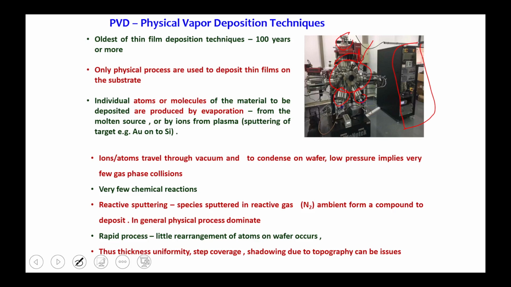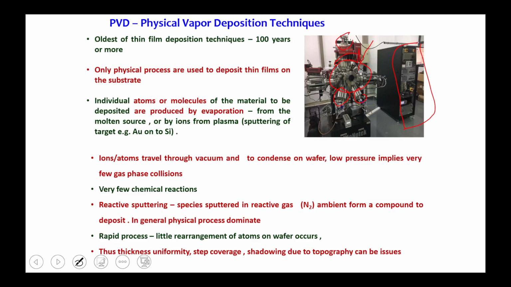Sir, which kind of deposition is faster? Like which one has more speed? Costly will be PVD. So CVD is slow and not uniform. Uniformity will be very low in that case.